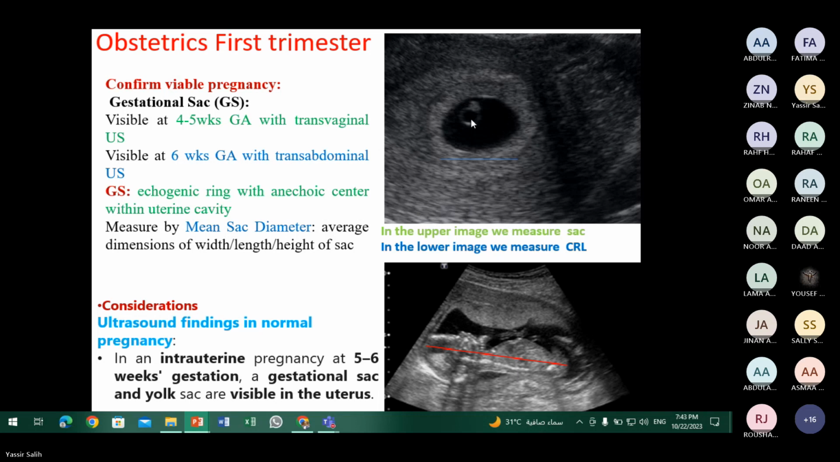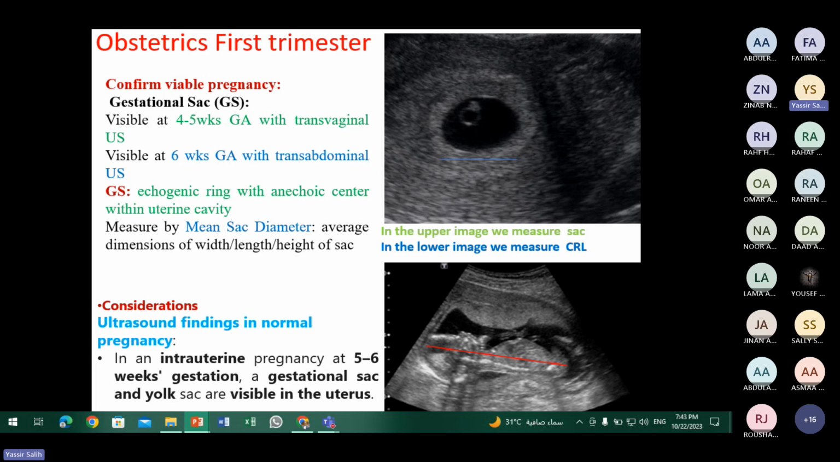Earlier it was mentioned the yolk sac. This is a yolk sac. This whole thing is the gestational sac, and there is a smaller one within it. This is called the yolk sac. The echogenic ring with anechoic center is the gestational sac. Within the gestational sac there is another ring, this is the yolk sac. And then you can see the embryo. For example, this is the embryo. So first we see the gestational sac, then the yolk sac, and then the embryo.